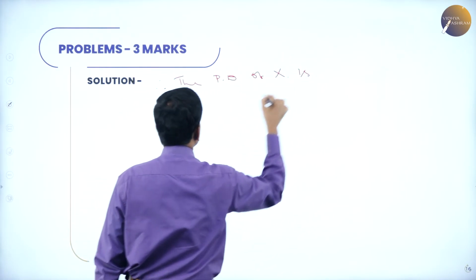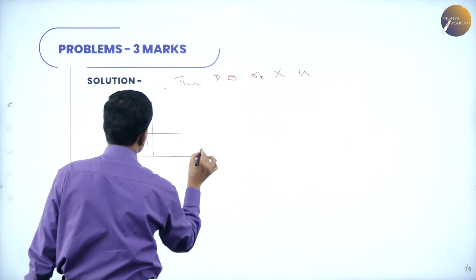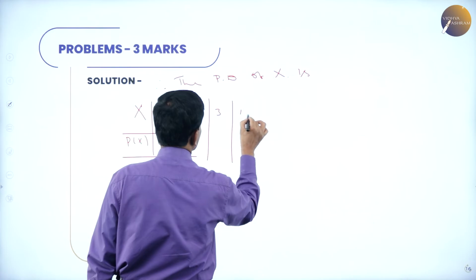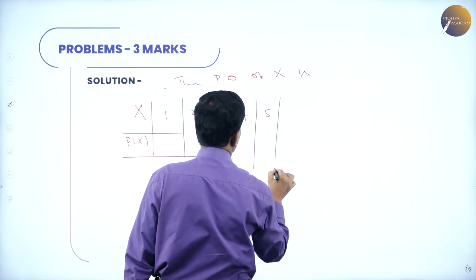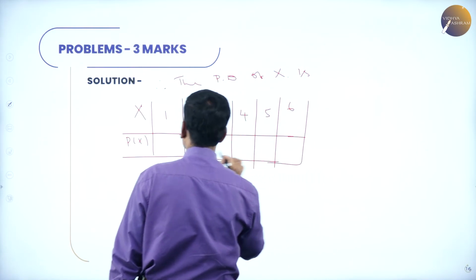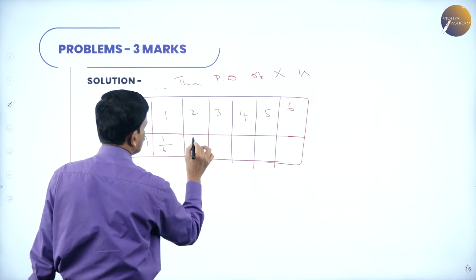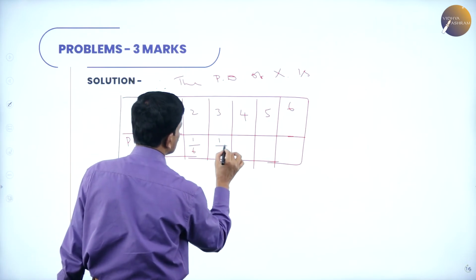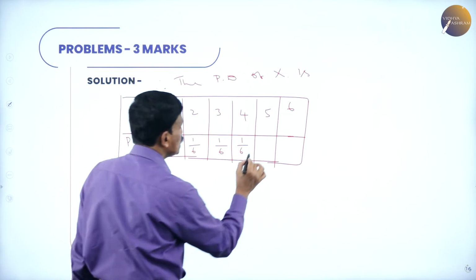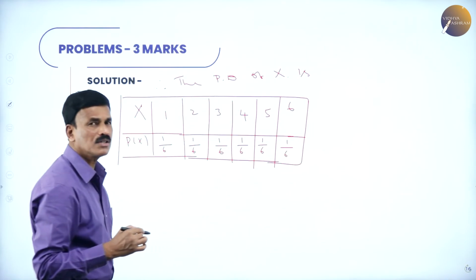So now the probability distribution of the random variable x is, let us write x and p of x. What are the values of x? 1, 2, 3, 4, 5 and 6. Then what are the values of p of x? When x is equal to 1, p of x is 1 by 6, when x is 2, p of x is also 1 by 6, when x is 3, p of x is 1 by 6, when x is 4, p of x is 1 by 6, when x is 5, p of x is 1 by 6, and when x is 6, p of x is 1 by 6.